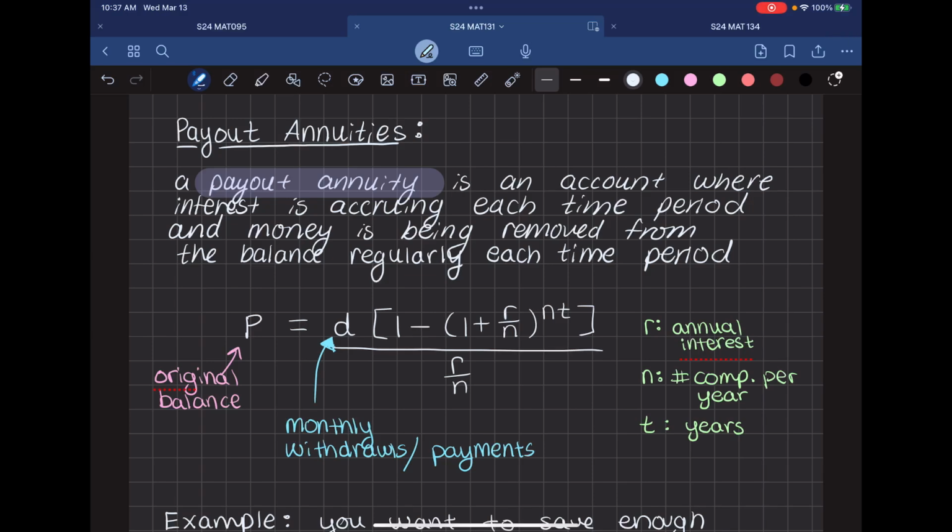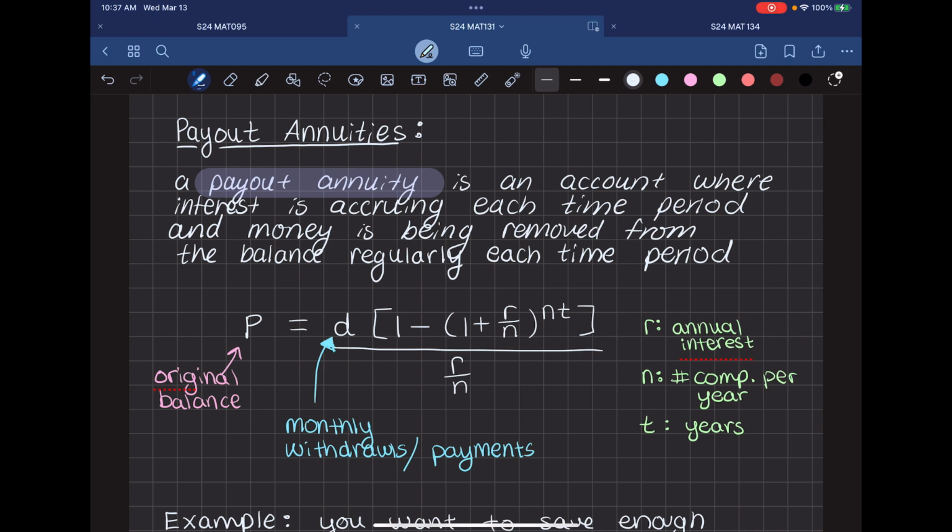All right, everyone, so we're going to be talking about payout annuities. A payout annuity is basically when you have an account where interest is accumulating and adding to that account. So it's increasing the balance. The interest is increasing the balance.